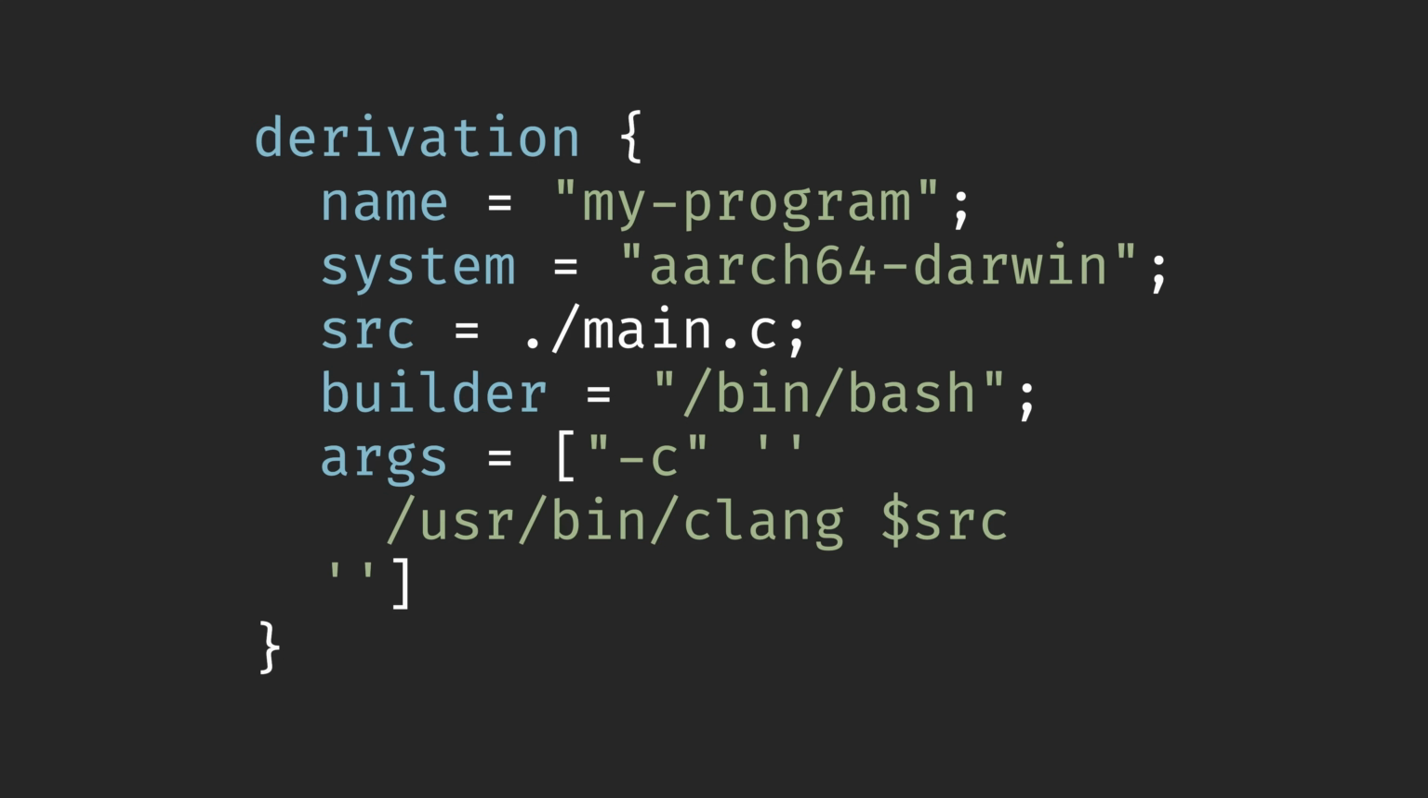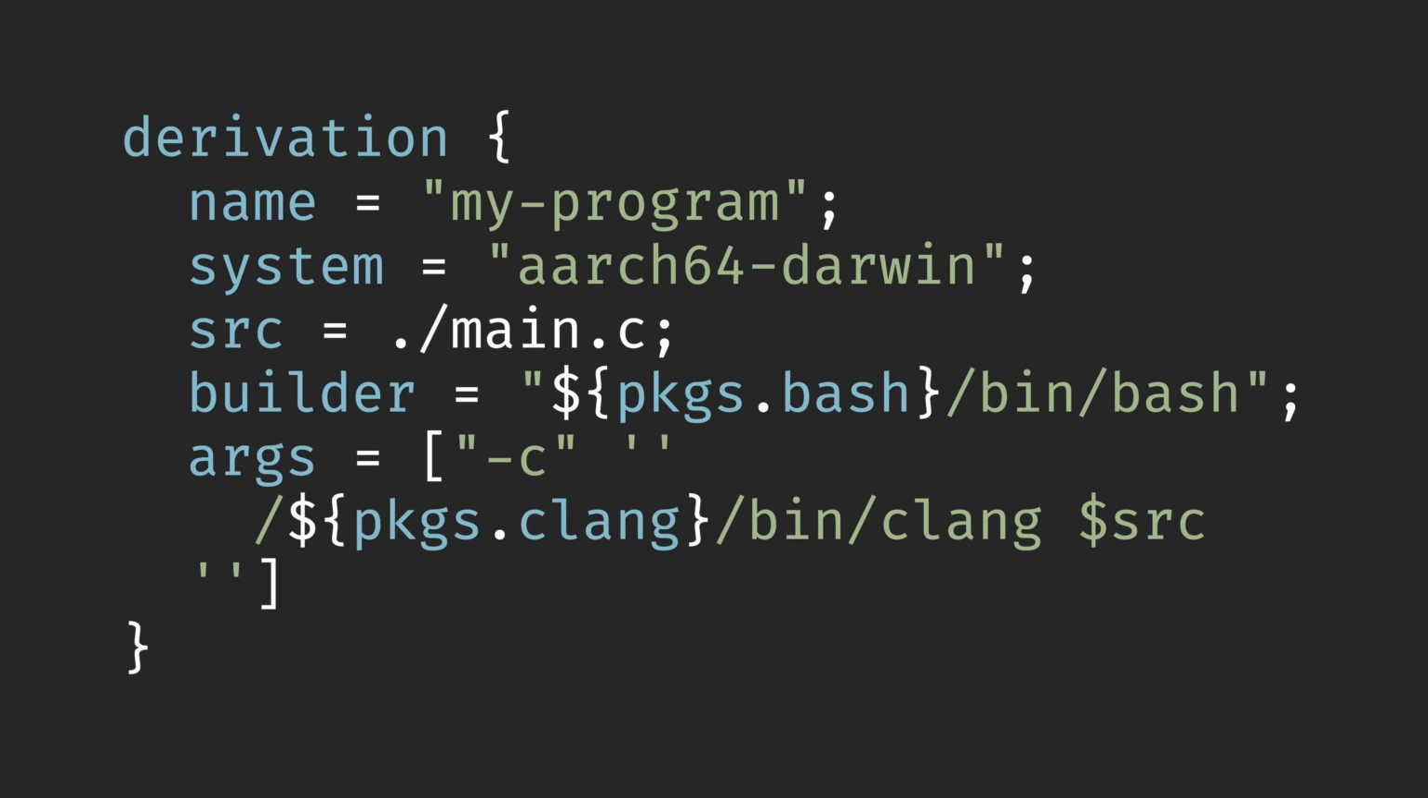To make this derivation pure, we could replace each reference to a tool with their Nixpkgs counterpart, like this. However, this will get messy very quickly. Instead, we should use the standard environment that Nix provides via the stdenv attribute in Nixpkgs. From there, we can call the mkDerivation function, which is a high-level wrapper around the basic derivation function.